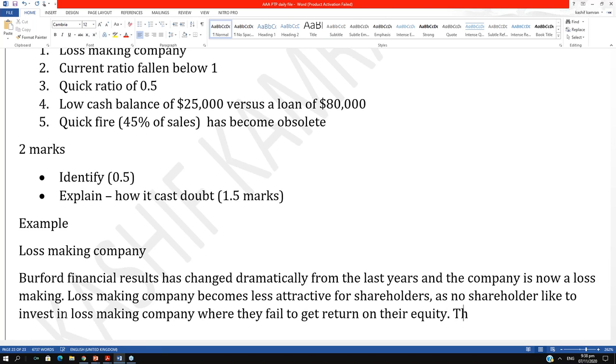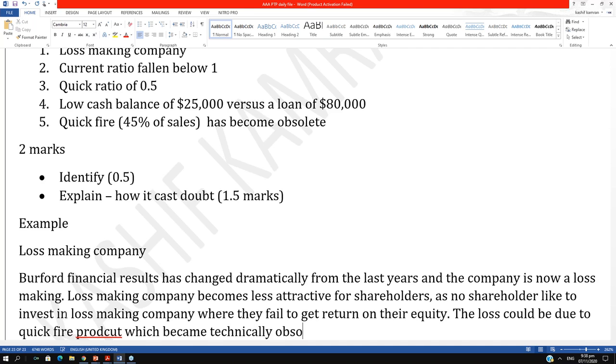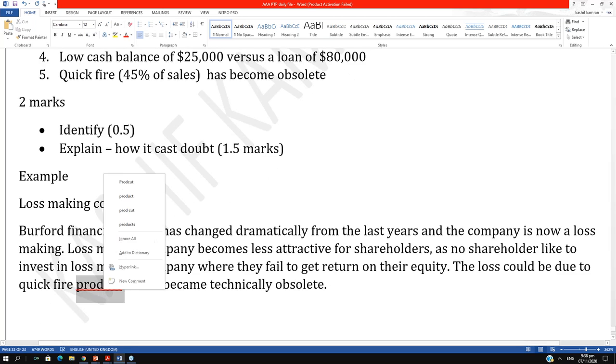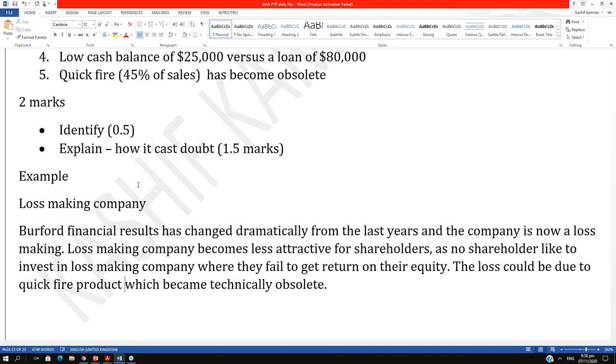And you say the loss could be due to a quick fire product which became technically obsolete. Can that be one of the reasons why the company has become loss making, that their sales have gone down? So do you believe a loss making company casts doubt on the going concern status of Burford? Will it become less attractive as a company? And do you believe one of the reasons why they incurred loss was due to the quick fire product which became technically obsolete? So you need to develop your point, right? Once you develop your point, you will get 2 marks. And you go down with writing the answer in the same manner. Just one more point.